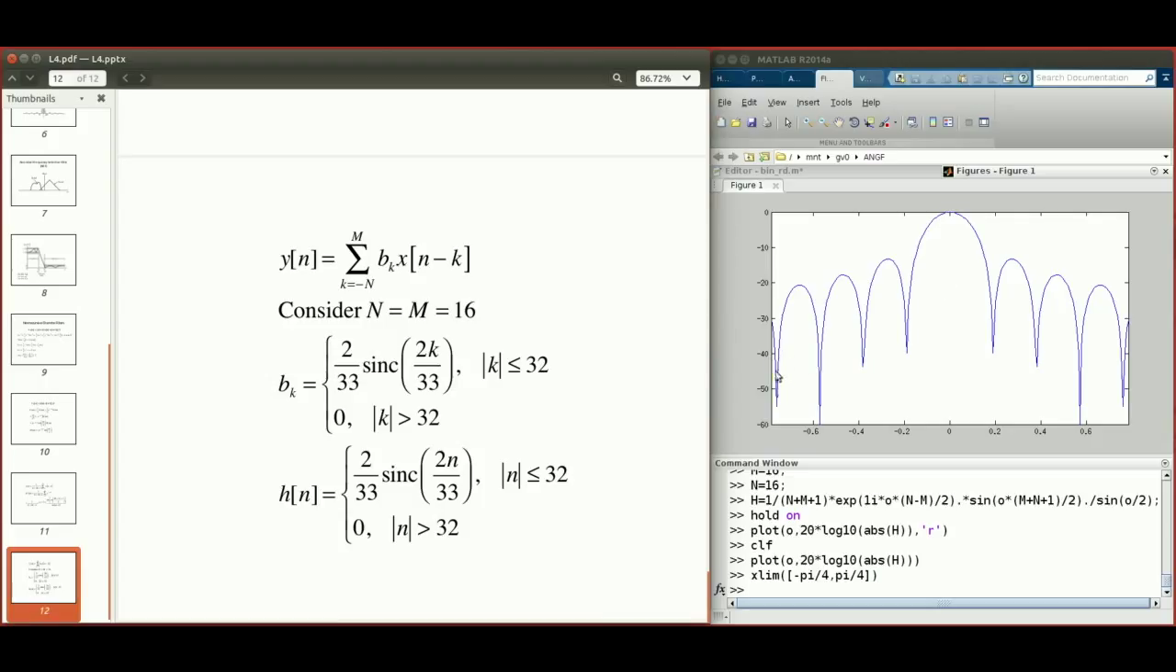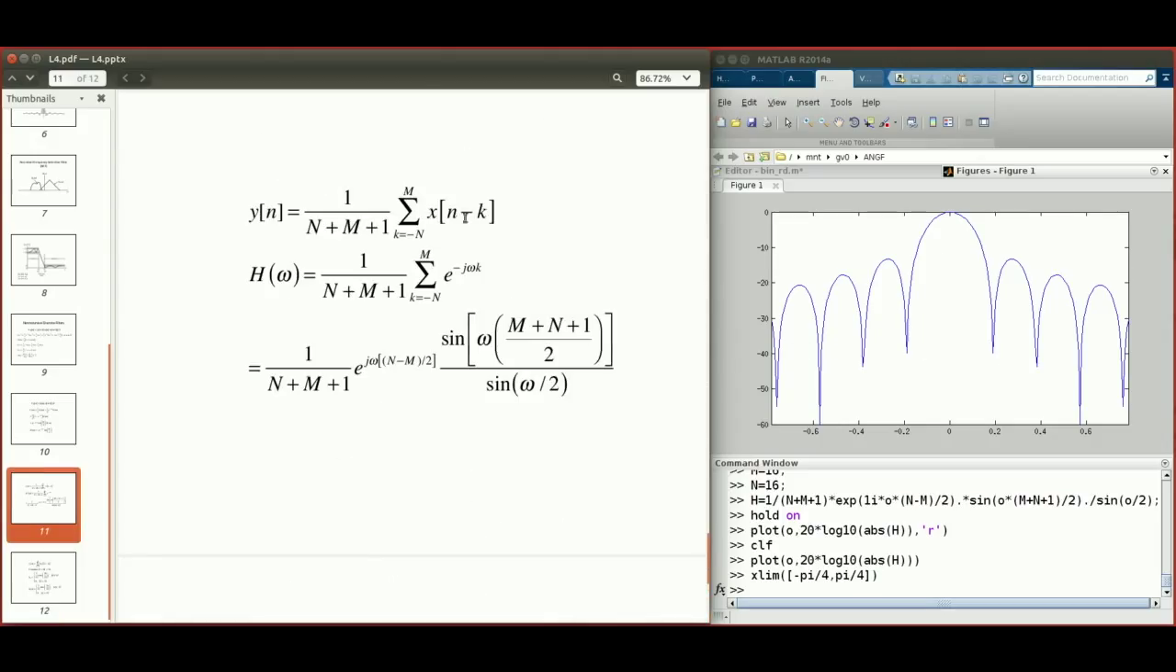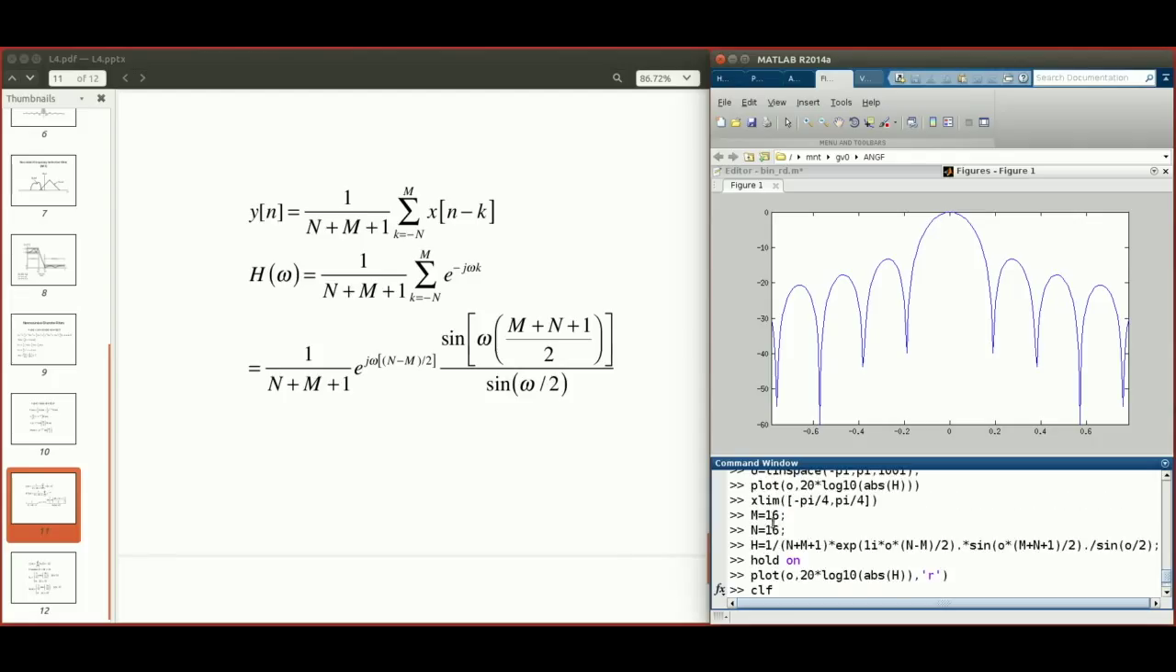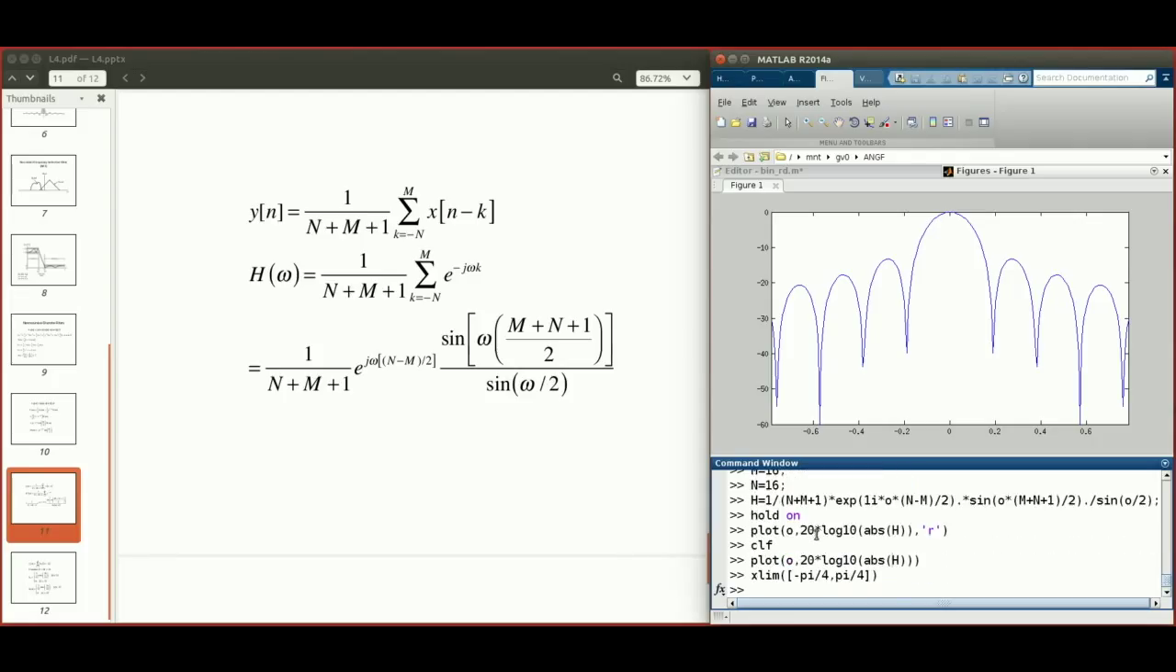So this goes from minus pi over 4 to positive pi over 4, and this is for a 16-point average with equal weights, right? This is the spectrum. I'm basically just replotting this big H with big M equals 16, big N also equal to 16, 16-point average, and it's the gain of the filter in frequency domain. Right, the gain of the filter.